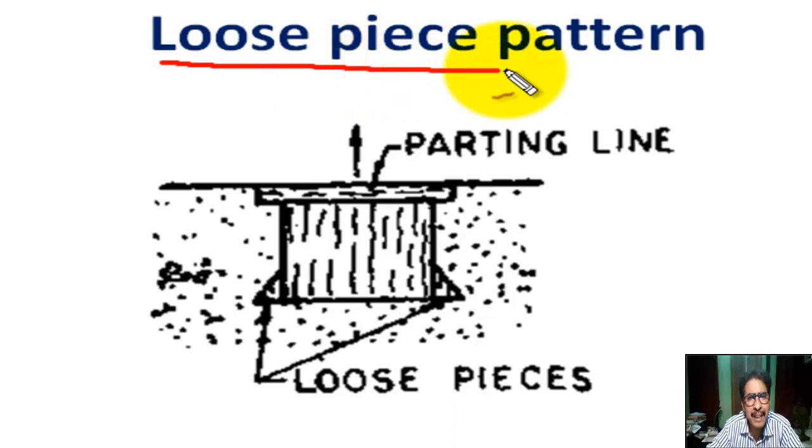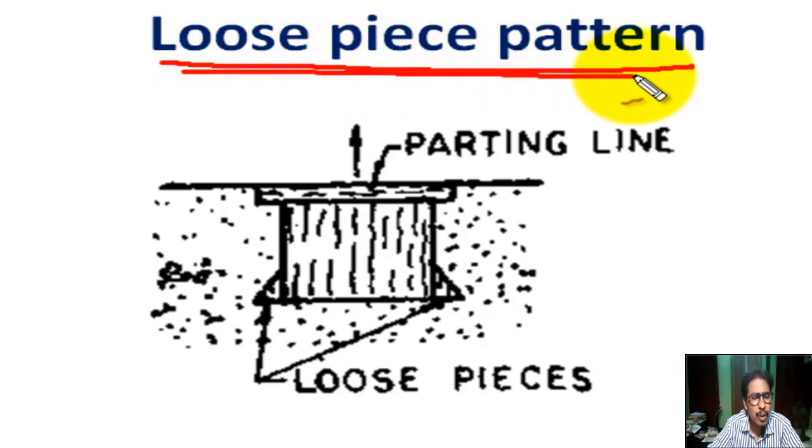Now we learn the loose piece pattern. The shape of some patterns is such that it has some projected part. It may not be possible to withdraw the pattern from the molding sand without breaking the mold wall.